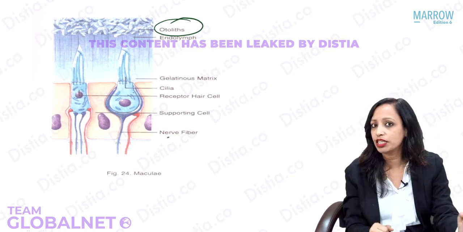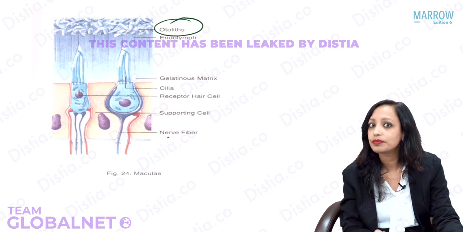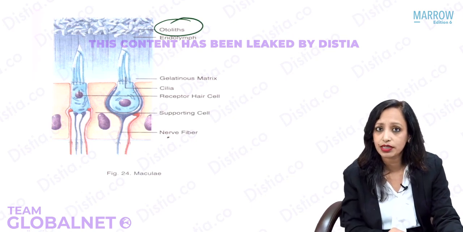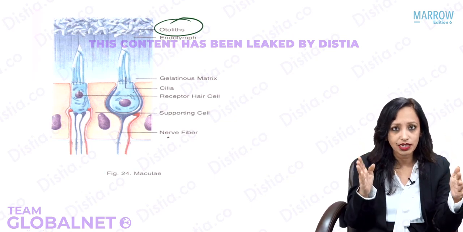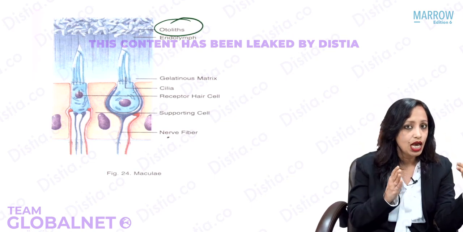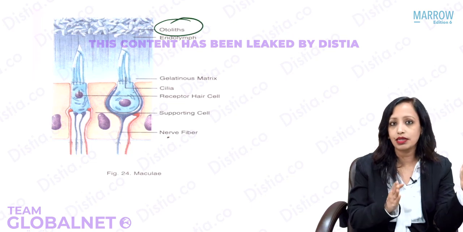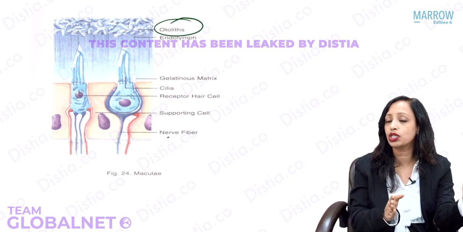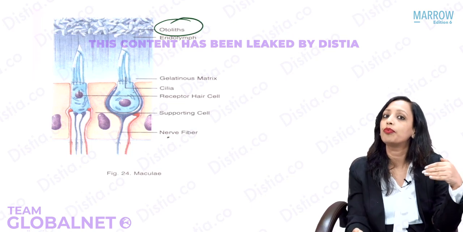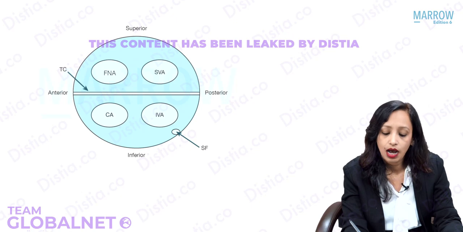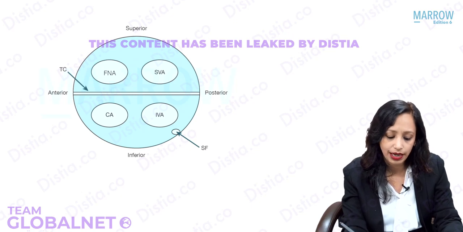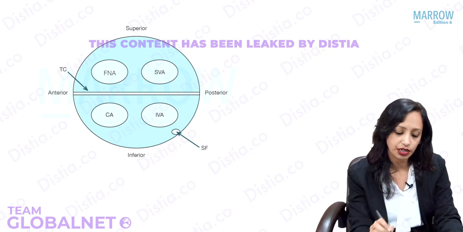Where is the internal acoustic meatus present? Do you have a picture in your mind of the internal acoustic meatus? If you have seen the anatomy of the inner ear, you know where it is. The internal acoustic meatus is present on the posterior slant of the petrous part of the temporal bone. So now let us see how the internal acoustic meatus looks. This here is the internal acoustic meatus.